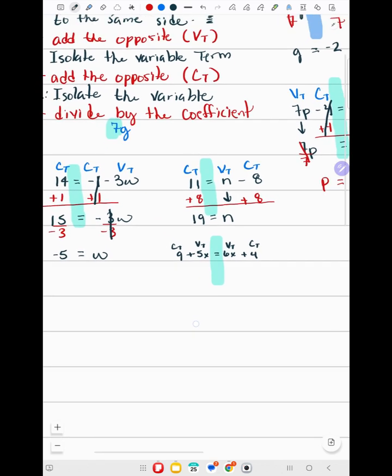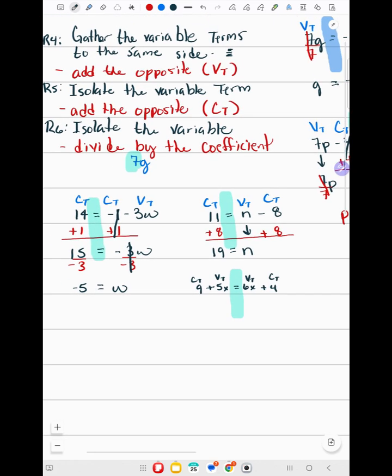All right, so let's go through the rules. Rule 4 says to gather the variable terms to the same side. Let's look at our problem. When I look at our problem, we have two sides. Now, it says gather the variable terms to the same side. Are the variable terms on the same side? They are not. So we have to use rule 4. Well, how do we use it? How do we gather the variable term to the same side? By adding the opposite of the variable term you want to move. So let's look at it. We have two variable terms.